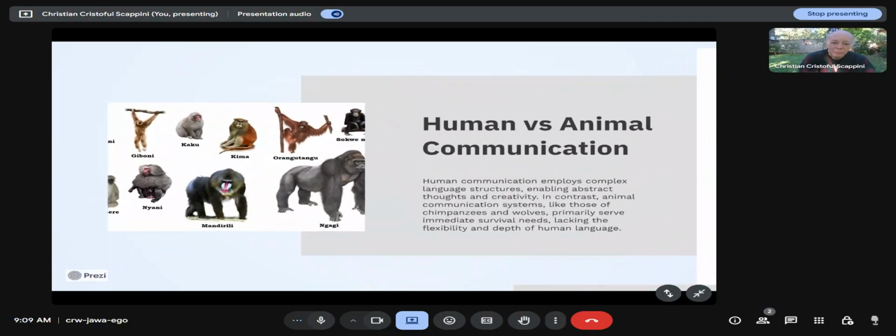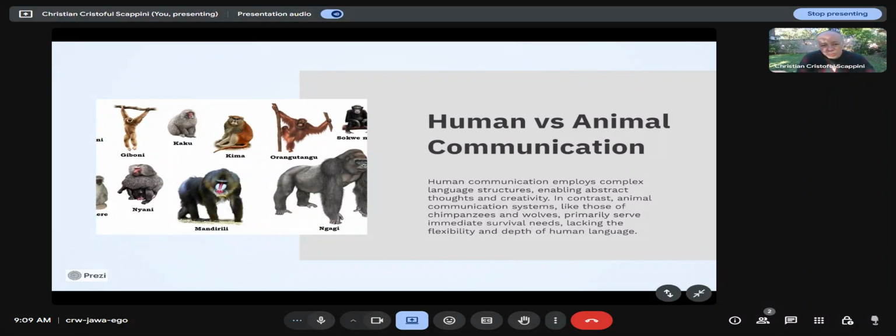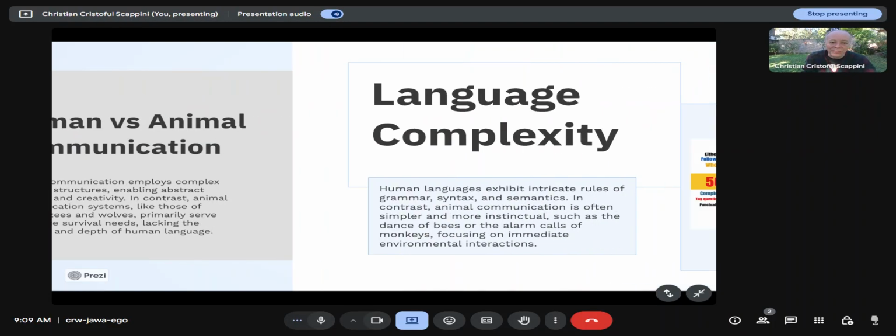Okay, so human language versus animal communication, definitely it is different. Definitely, human beings have the oral tract that is designed for communication, which animals lack, but still they do have a system, a communication system.